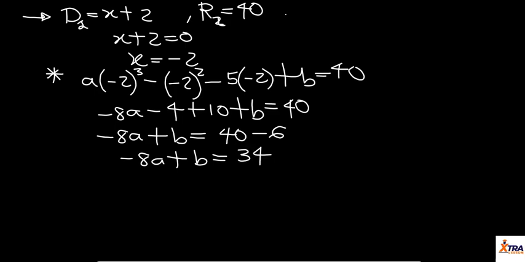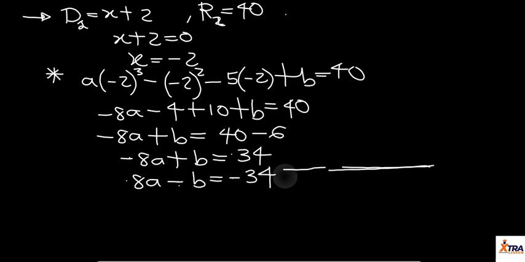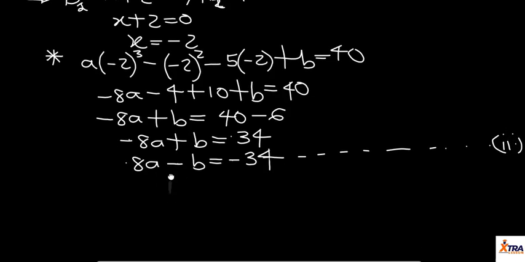By multiplying through by minus, you can make this become 8a minus b equals minus 34. So minus and minus here will give us plus. Minus and plus here gives us minus. And then minus and plus gives us minus. So this becomes our equation 2.